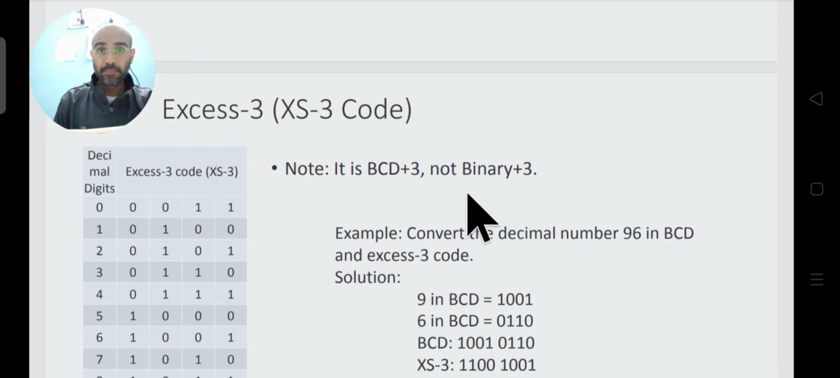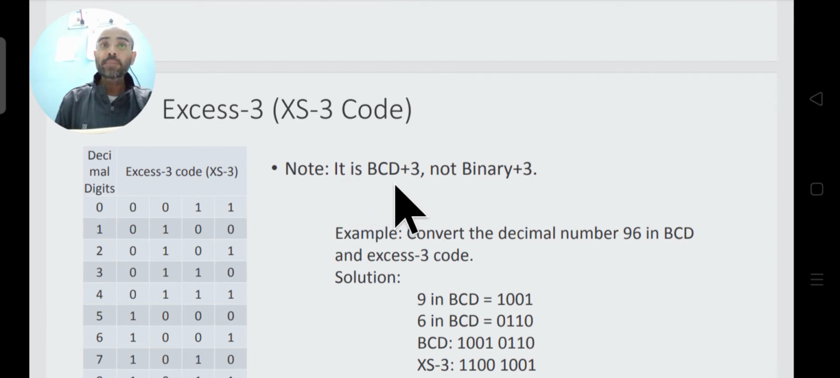People usually make the mistake and they do binary plus 3. Up to 0 to 9, the two will be the same. But after 9, if you write the binary equivalent of 10, then it will be 1010. And if you add 3 to it, it will be 10 plus 3, so 13. So 13 is not a correct code. This will be wrong.